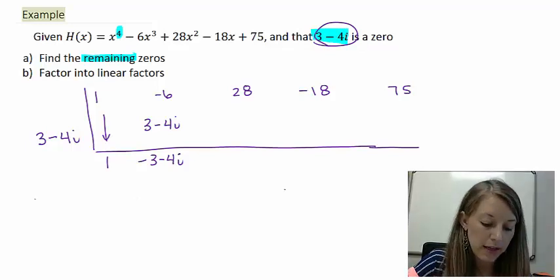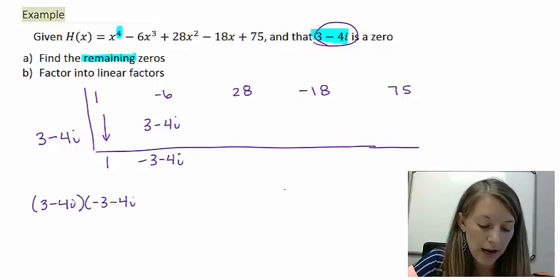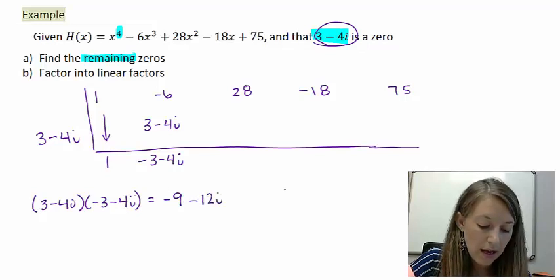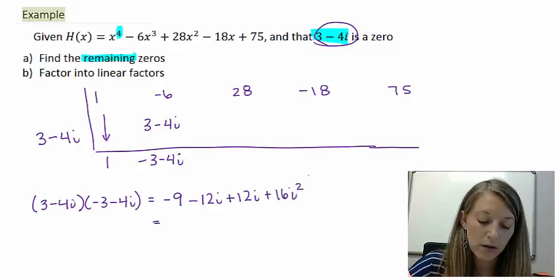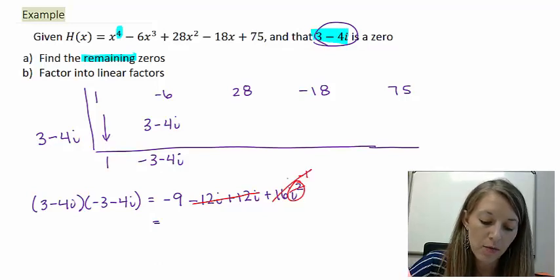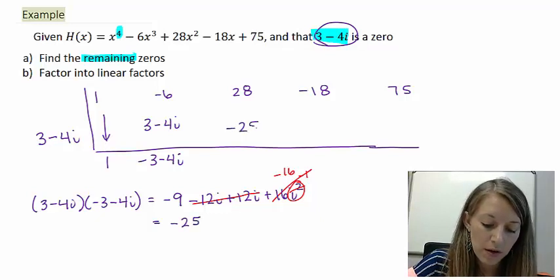Okay, so now I need to multiply these out. I have 3 minus 4i times -3 minus 4i. So first gives me -9. Outside gives me -12i. Inside gives me +12i plus 16i squared. So when I simplify this, my -12i and my +12i cancel out. My i squared I know is the same thing as -1. So this gives me 16 times -1, which gives me -16. And so when I combine -9 and -16, that gives me -25. So that's what goes up here.